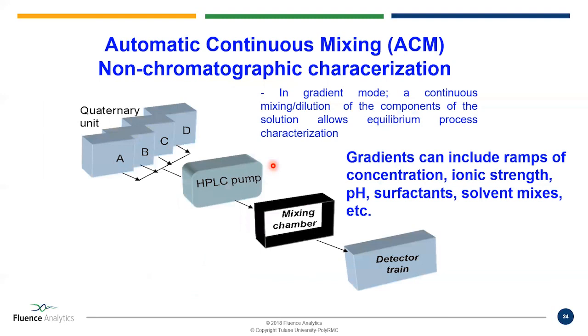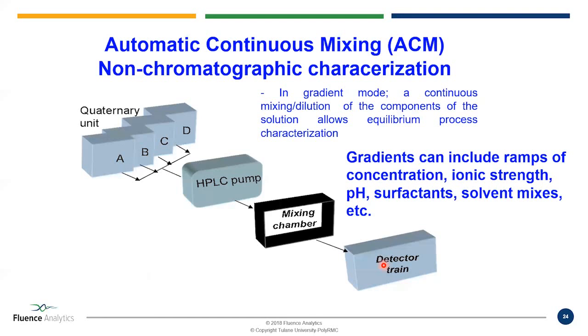Okay, with that said, I wanted to spend the rest of the webinar talking about continuous monitoring. And I'll start off with something that doesn't involve any time dependence. We call it automatic continuous mixing. What we do is take a quaternary pump, which is able then to take 4 different liquids and mix them in any fraction desired, or any ramp, continuous ramp desired, in a mixing chamber, and then you can put it through a detector train, any detectors you want. You can see we like static and dynamic light scattering, we like viscosity, we like UV and RI detectors.